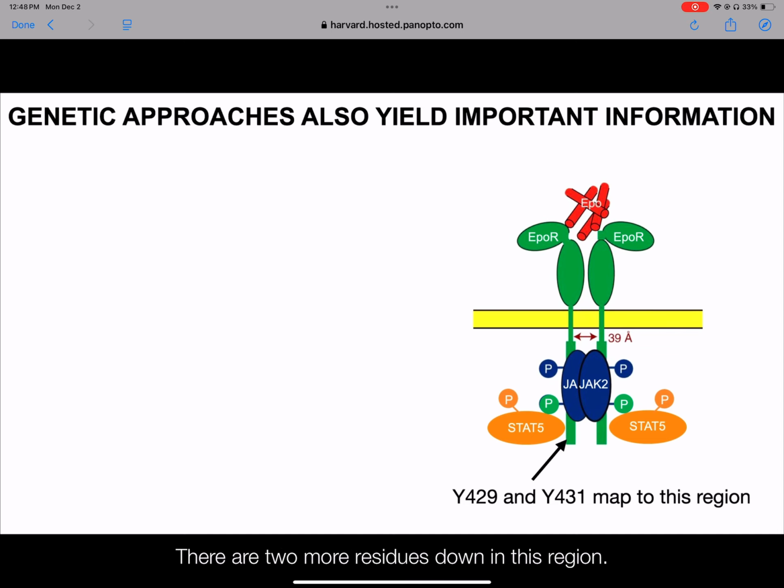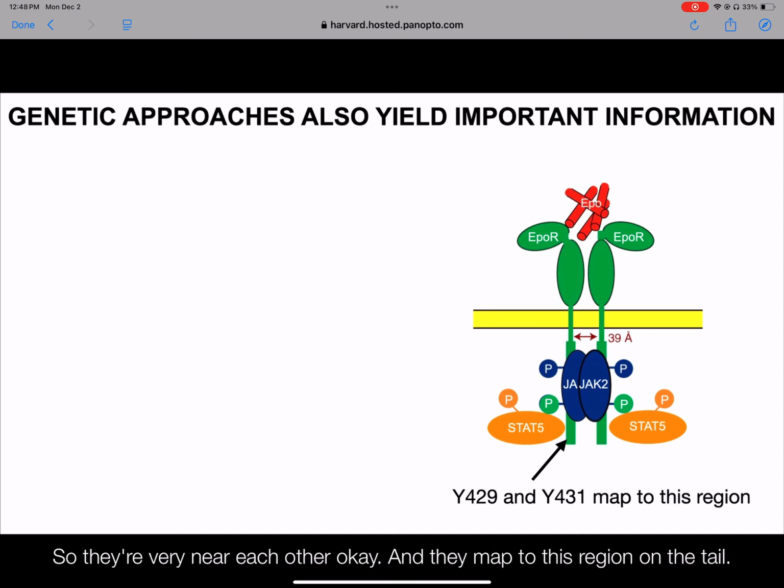And this is also normal. There are two more residues down in this region, the very end of these tails, okay? They are tyrosines. So why is it tyrosine? In positions 429 and 431, so they're very near each other, okay? And they map to this region on the tail.